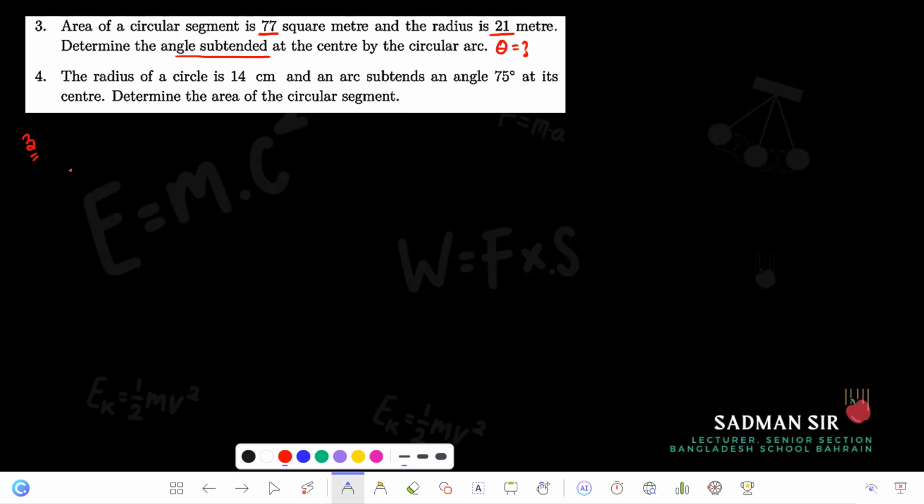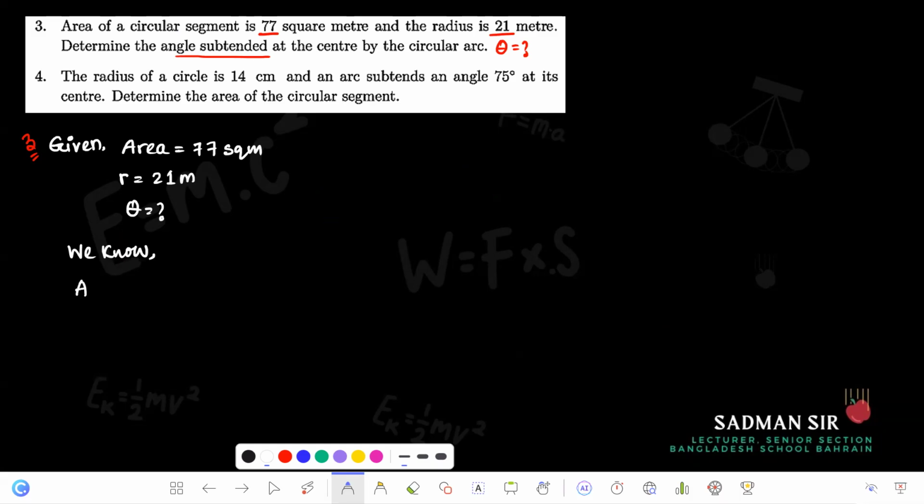So question number 3. At first, I will not draw the figure anymore. You will draw the figure, okay? Because drawing a circle is not a big deal. So given the area of the circular segment equal to 77 square meter, the radius is 21 meter. From this information, we have to find the angle subtended at the center. Please remember to draw the figure.